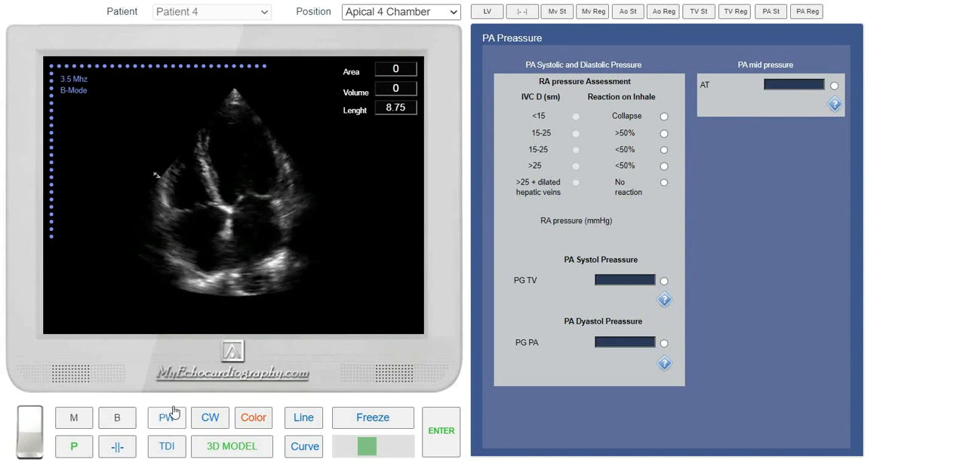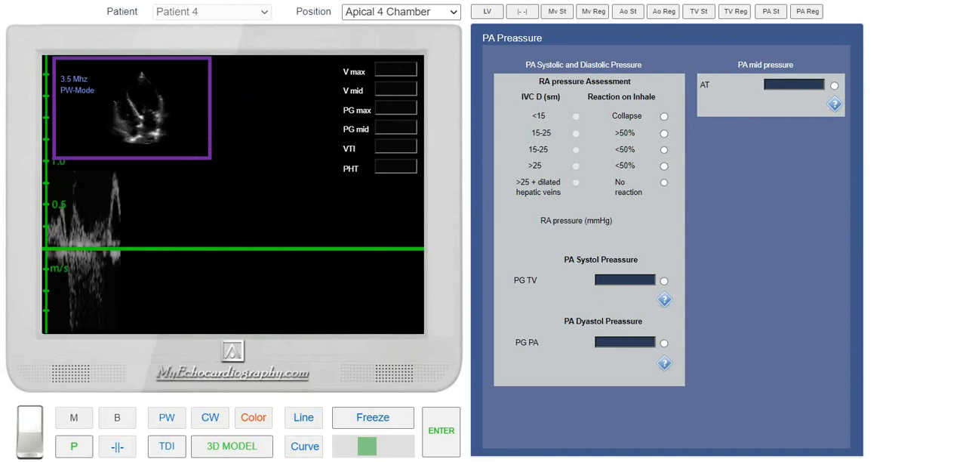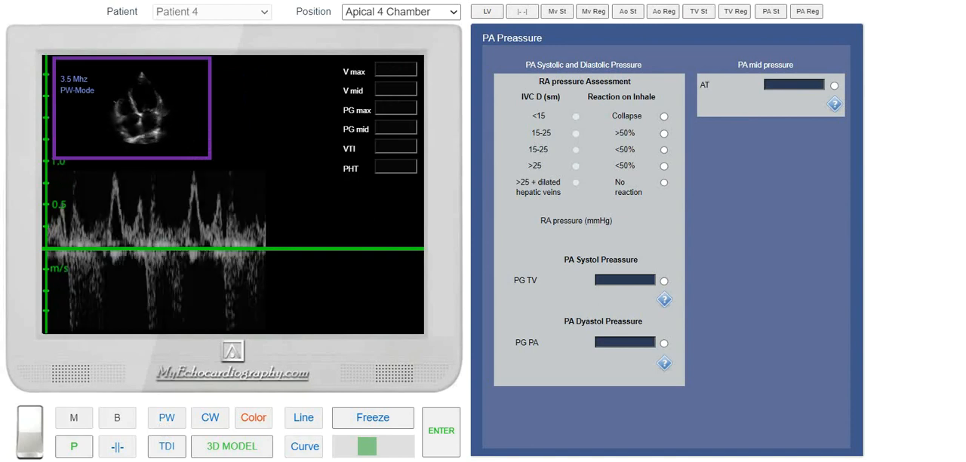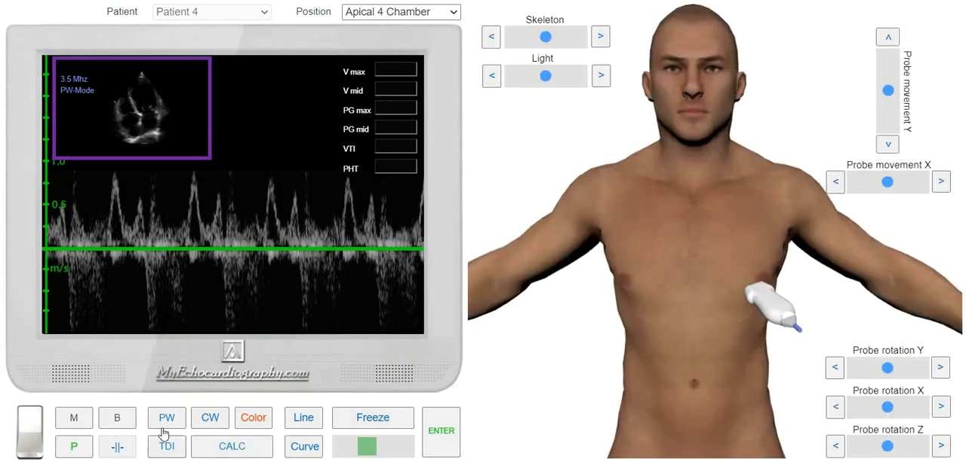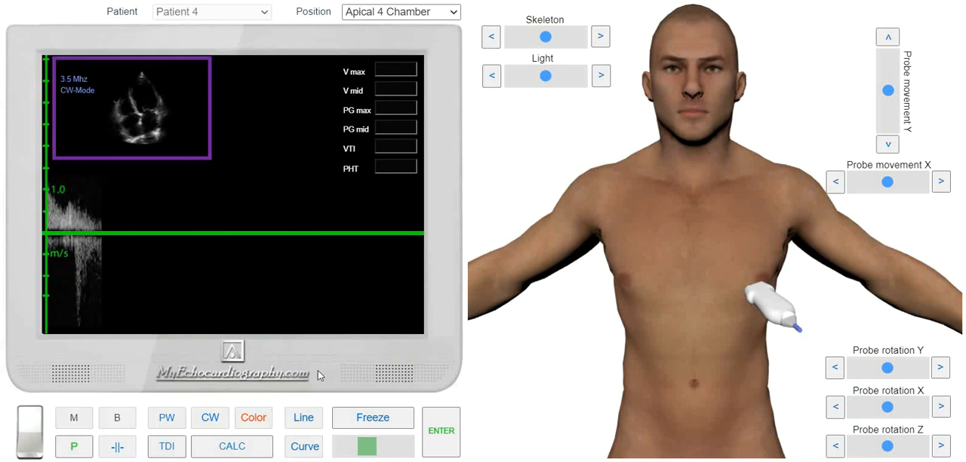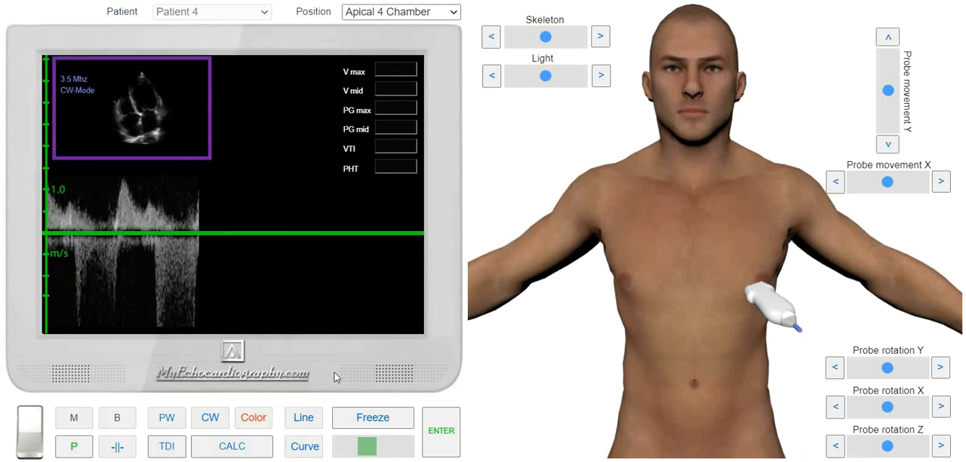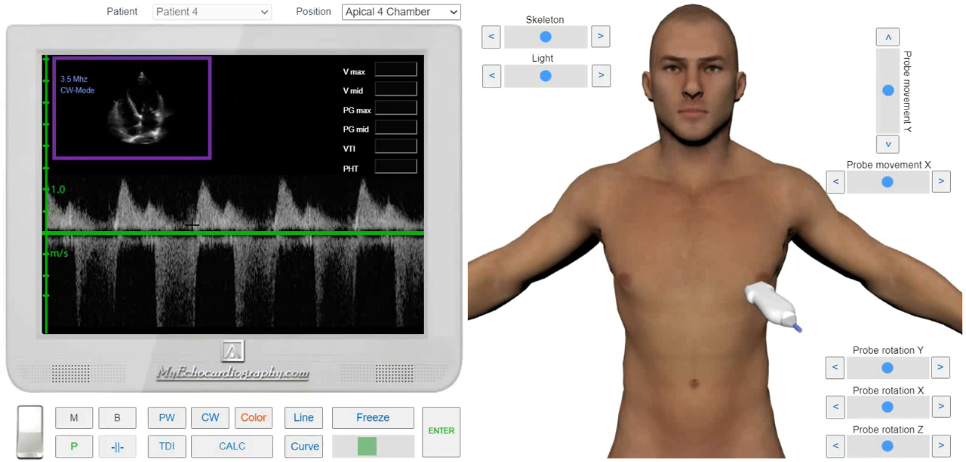Let's move to pulsed wave spectral Doppler. Pulsed wave Doppler of the transmitral diastolic flow. Continuous wave spectral Doppler. Continuous wave Doppler of the transmitral diastolic flow. Tracing the spectrogram, the user can perform all general spectral Doppler measurements.